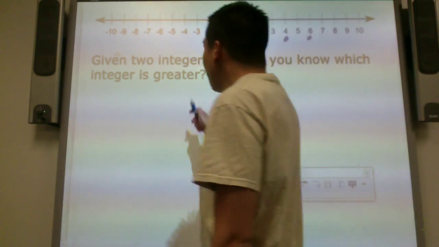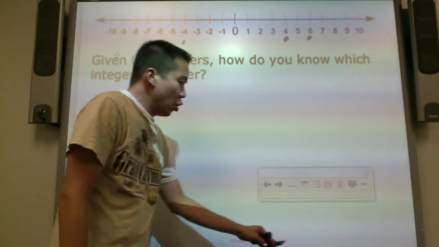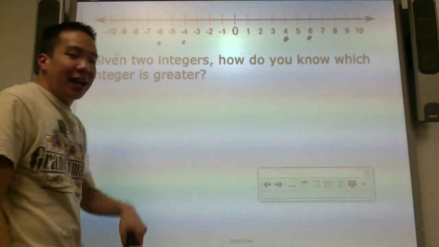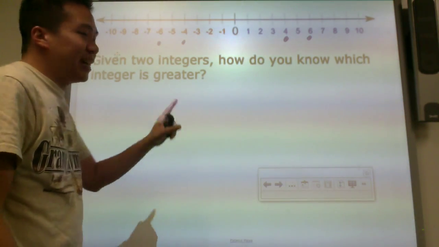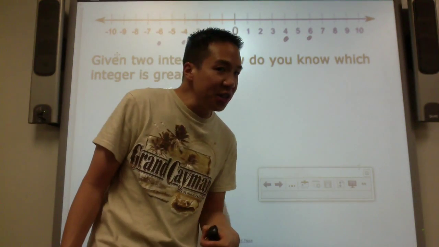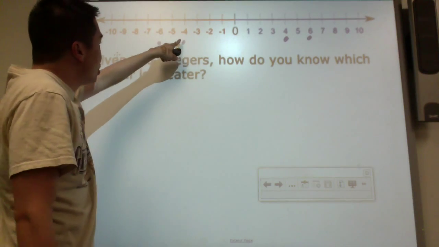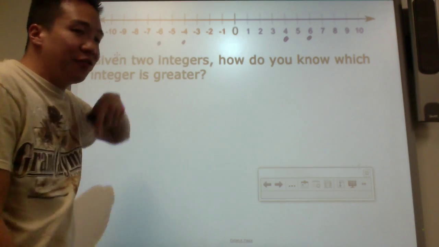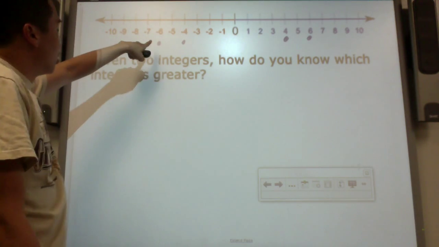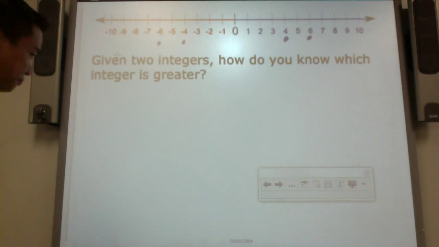But what about -4 and -6? Which one is greater, -4 or -6? If I keep on doing that same explanation, you said if it's farther from 0, it's greater. -6 is farther than 0, so that means -6 is greater than -4? No, it's not.